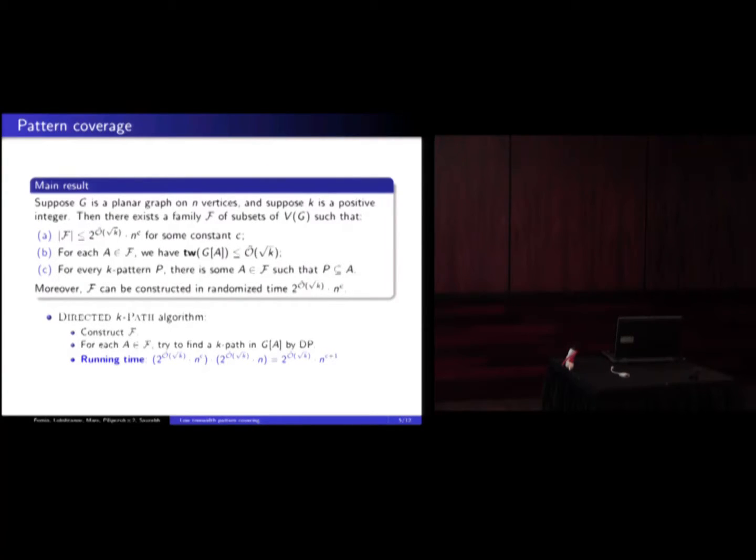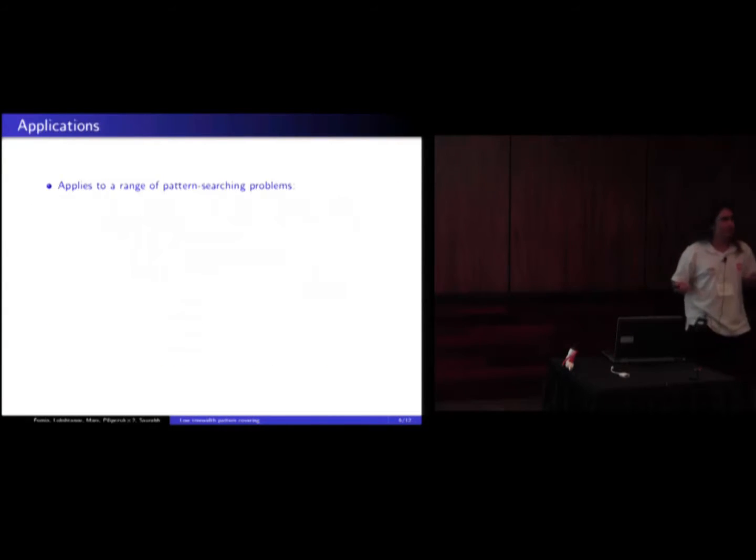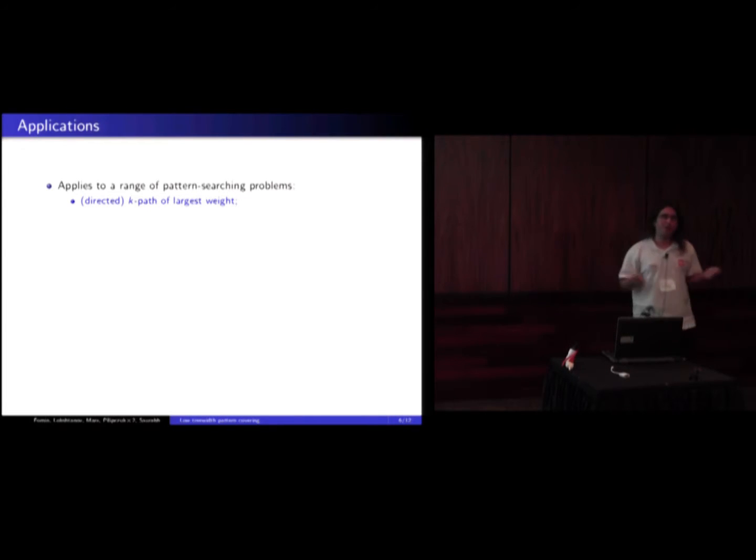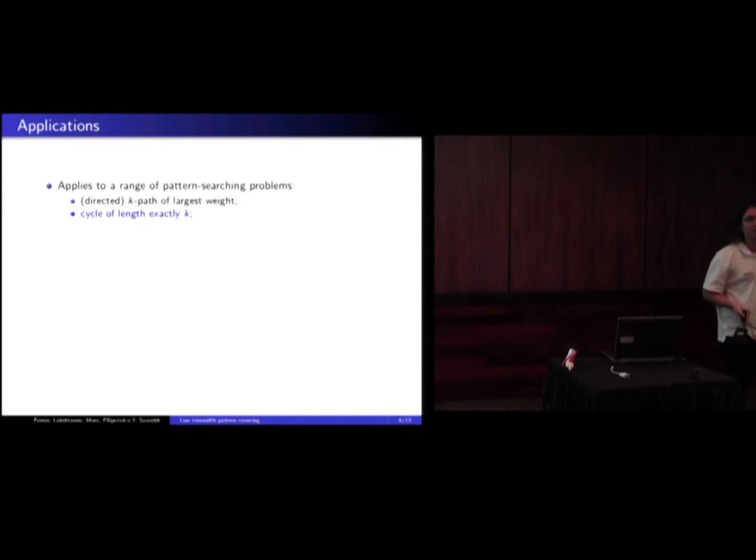So note that here I did not really use any specific property of the directed k-path problem. This can be applied to a range of pattern searching problems where I'm looking for a small k pattern with some property. For example, for looking for directed k-path of largest weight. Yes. For example, if I look for a cycle of length exactly k, maybe directed, maybe largest weight.